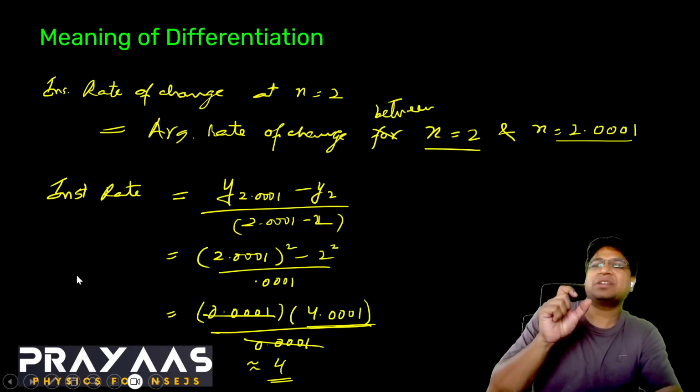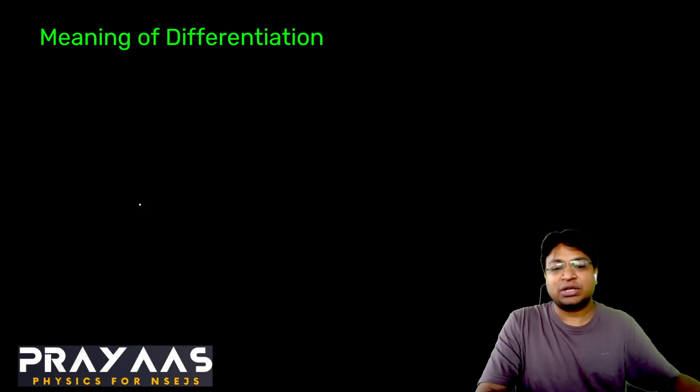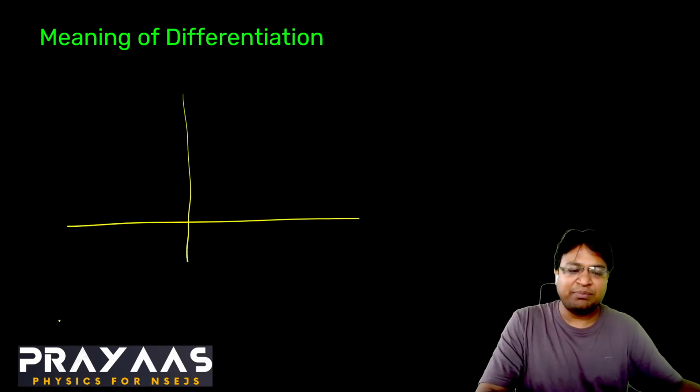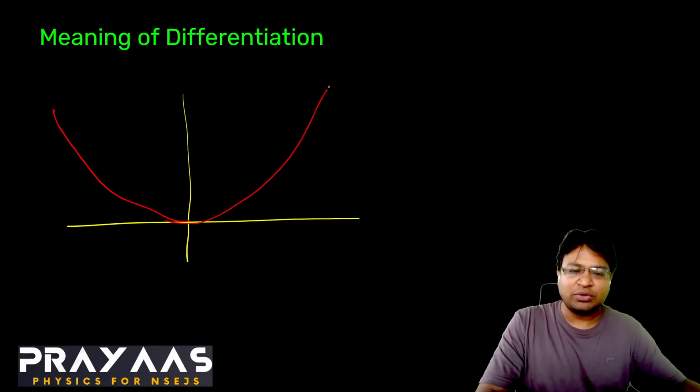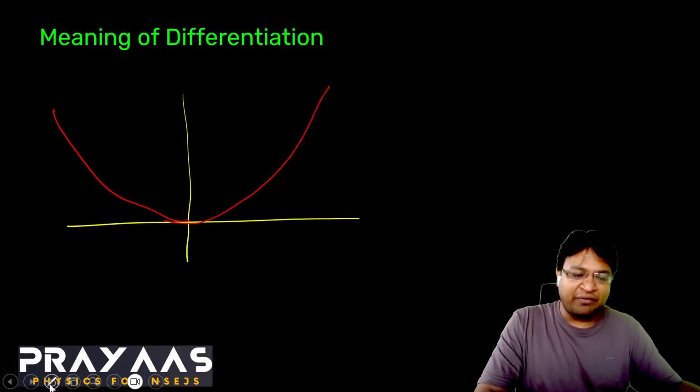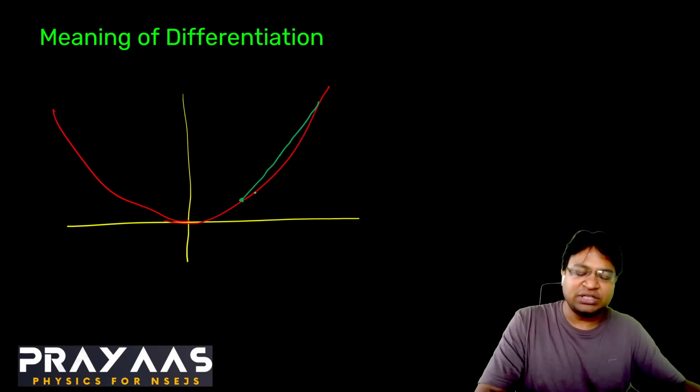And let's see what the impact on the graph is. When I say that I want to calculate the average rate between two distant points like this and this, you can clearly see the chord. Now, if I start moving this point closer to the first point, like I started by calculating the average rate between 2 and 5, then I say, okay, let me calculate between 2 and 4, then this would be the chord. Then between 2 and 3, then 2 and 2.5, 2 and 2.1.